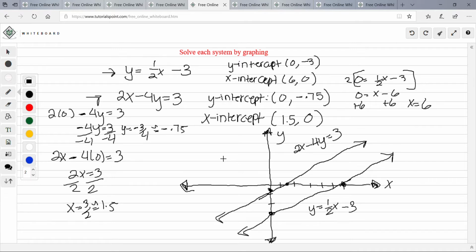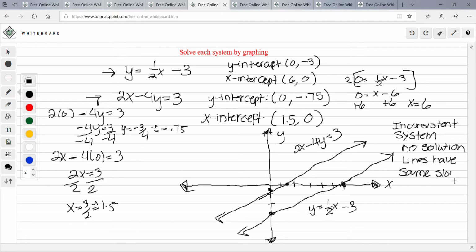So what do we know about parallel lines? We know that they are inconsistent. That means they don't intersect, so there is no solution. And the lines have the same slope. Same slope and different y-intercept.